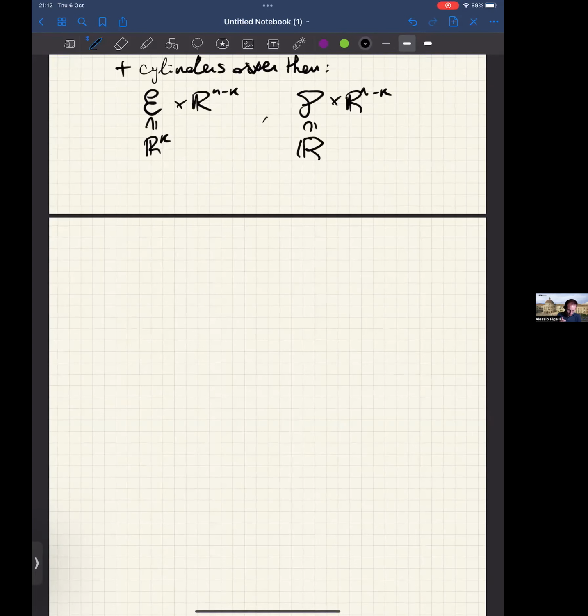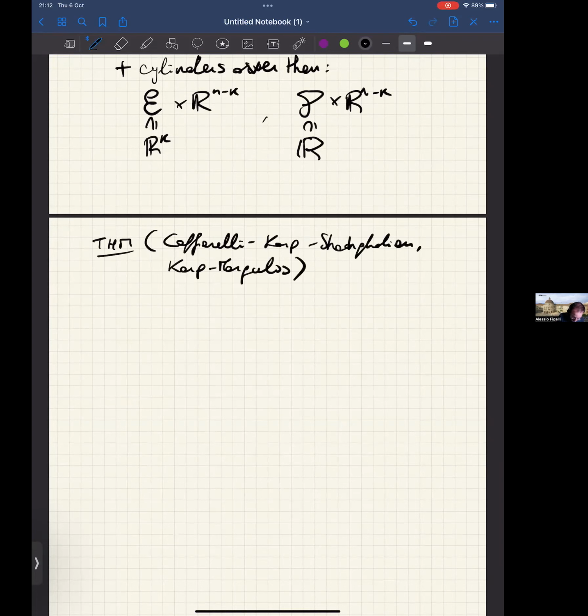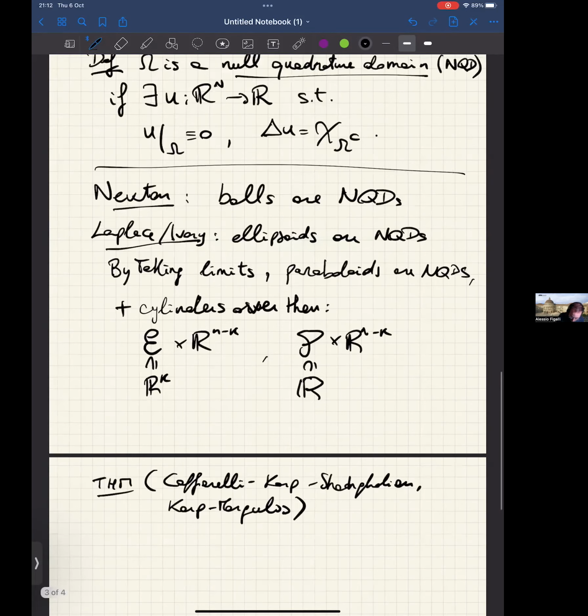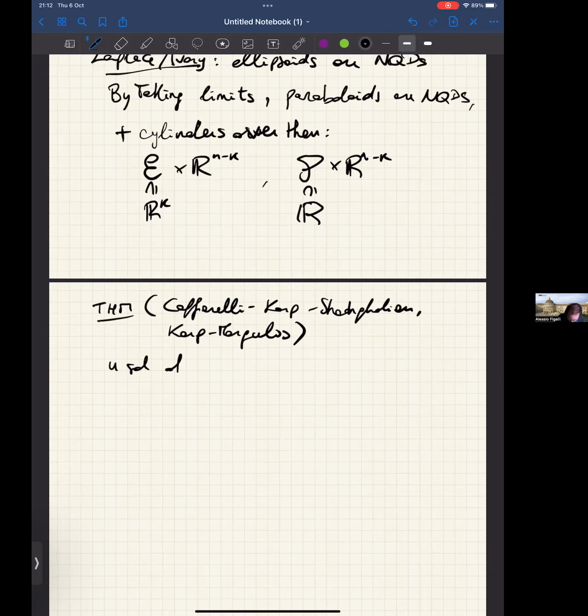Okay, so this is a list of possible null quadrature domains. Now my title talked about the obstacle problem, and in fact there is a theorem contained in a paper by Caffarelli, Karp, Shahgholian, and also Karp-Margulis. Essentially, it says that U is a solution of this system, U identically 0 on omega and Laplacian of U equal to the characteristic function of omega complement, if and only if U is non-negative and the Laplacian of U equals the characteristic function of {U positive}, and omega is the set where U equals 0.